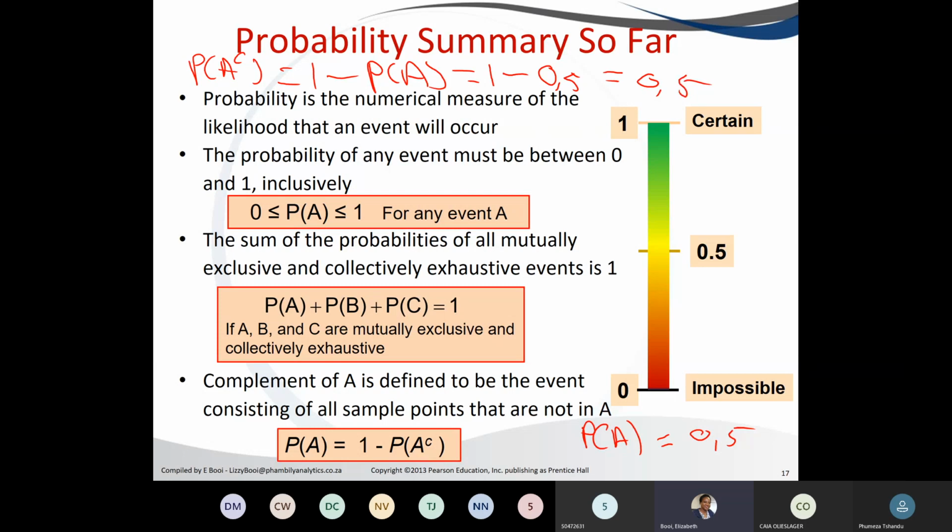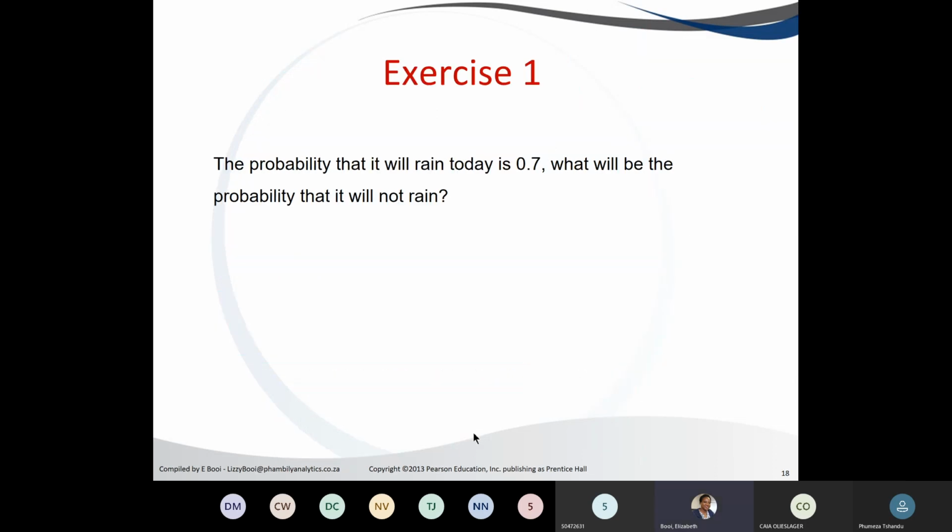Actually, I used a lame example. I should have used 60% or something, but you get the idea. To calculate the complement of that event, you just say 1 minus the probability of that event. Okay, I had an exercise which I actually did for you, but there's no harm in you doing this exercise while I go grab water.